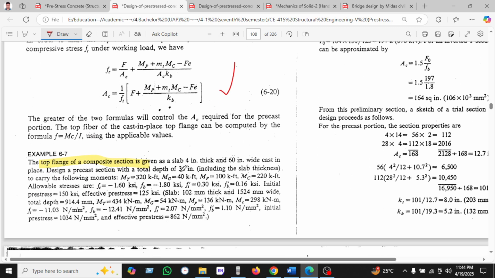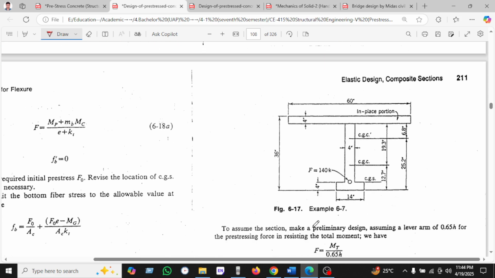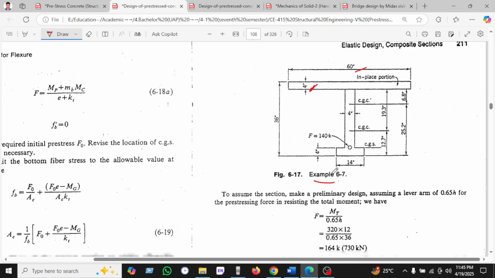The top flange of the composite section is given as a slab 4 inches in thickness and 16 inches wide, cast in place, and the prestressed section is designed with a total depth of 63 inches including the slab thickness, carrying the working load. All the data is given here, the allowable stress data is given here, the initial prestress is given here, the effective stress is given here. Now we see this is the example diagram. This is the 16 inch flange width, the flange thickness is 4 inches, and the web dimension is given here.